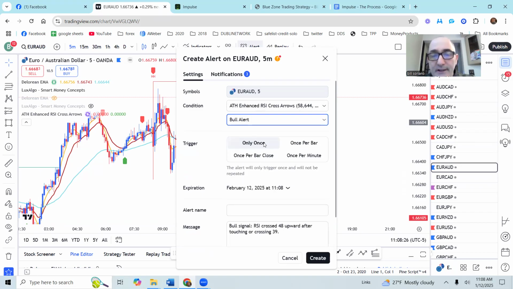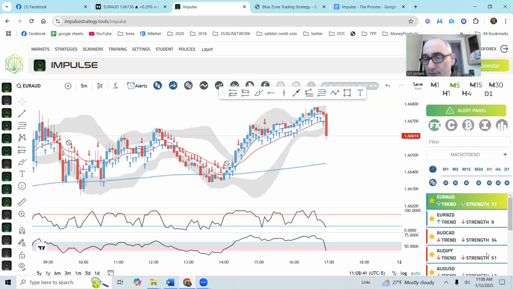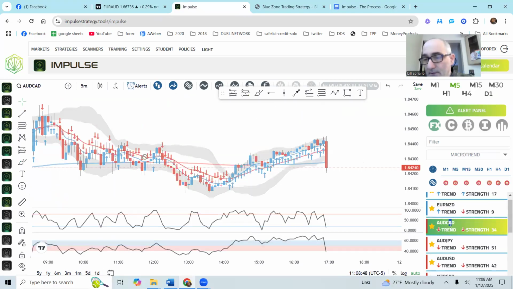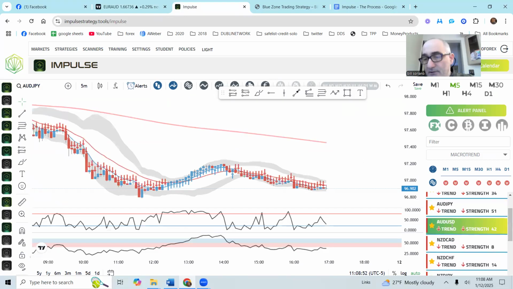And then you select only once or once per bar close, whatever you want to do. You have to wait for that candle to close to make sure that the indicator does stick, because it will go on and off as that candle's forming. Then you just set that alert. Then you wait for your alerts. You would do that for all of these pairs here, right? It would be bullish for that. Then OddCAD would be a bear alert. AJ would be a bear alert, right? You could just see how this goes.